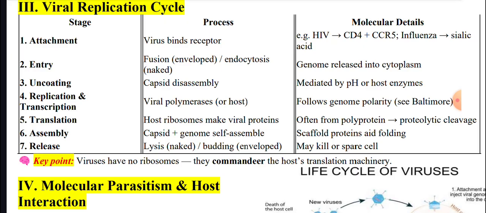That feels like the real point of invasion. The genome is loose. It really is the point of no return. The virus is now committed. Step 4, replication and transcription. This is where the Baltimore class dictates everything.